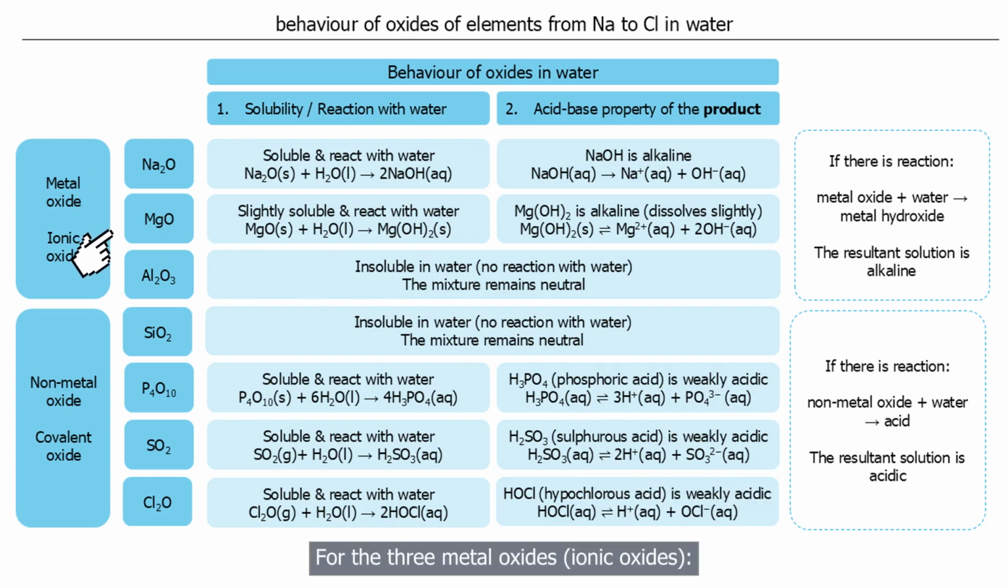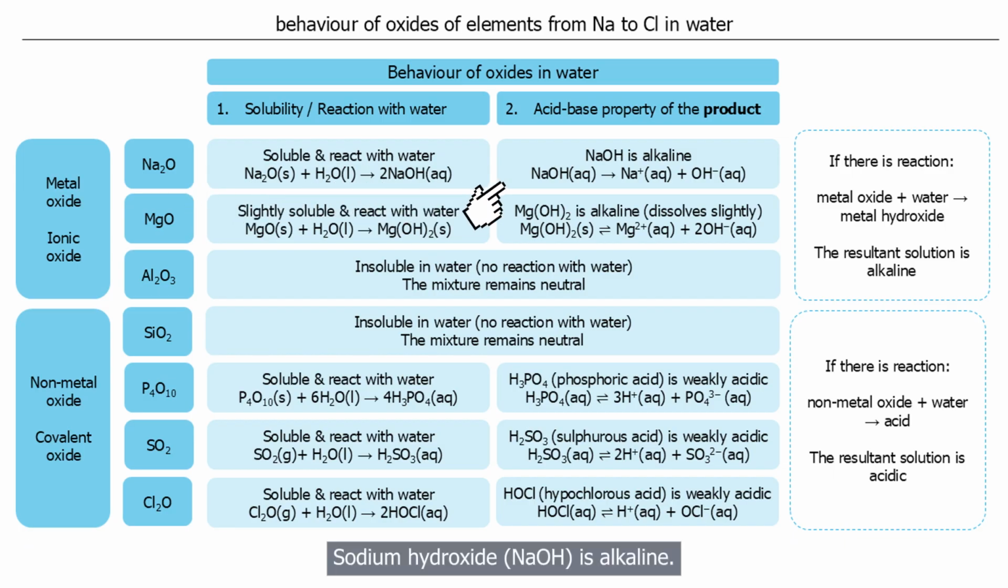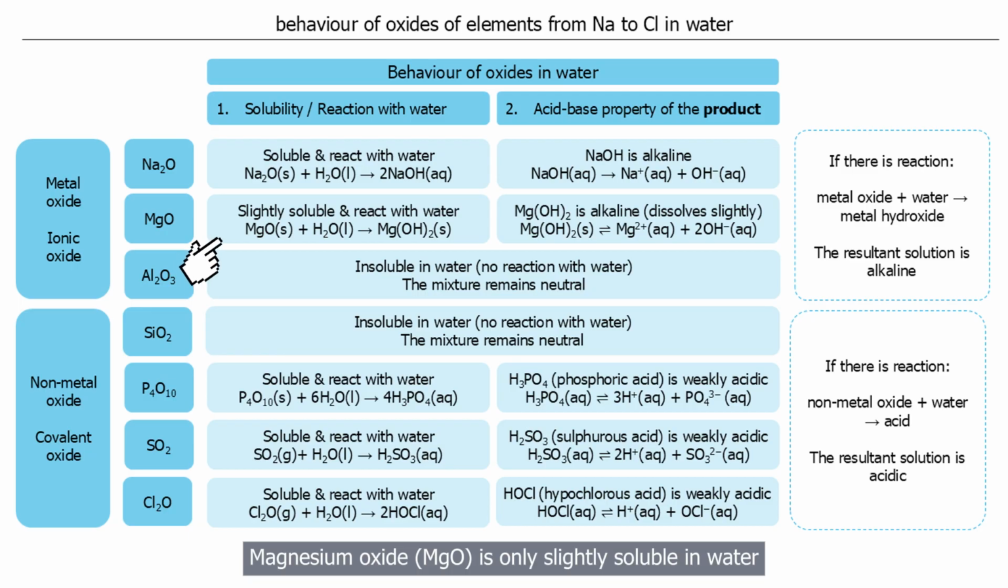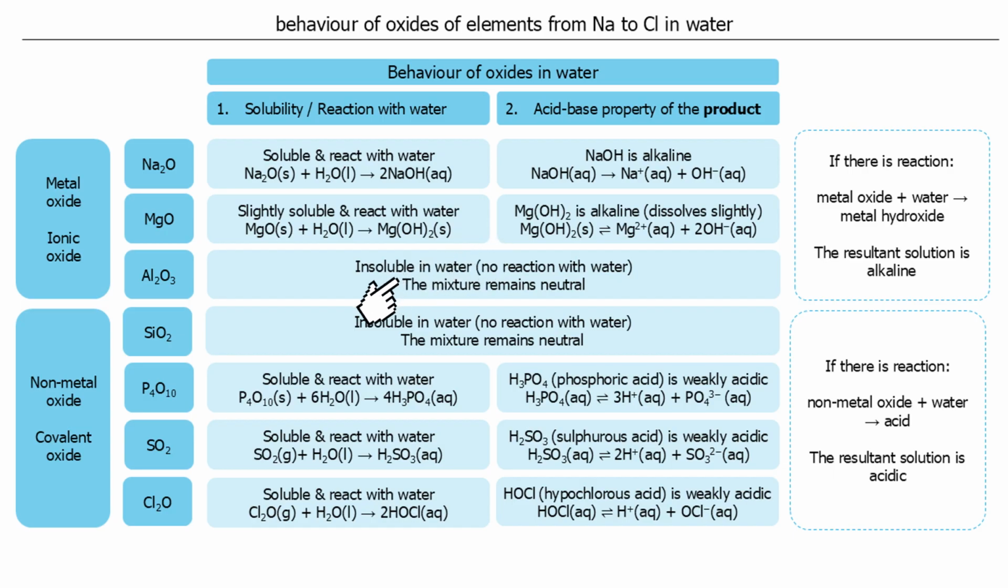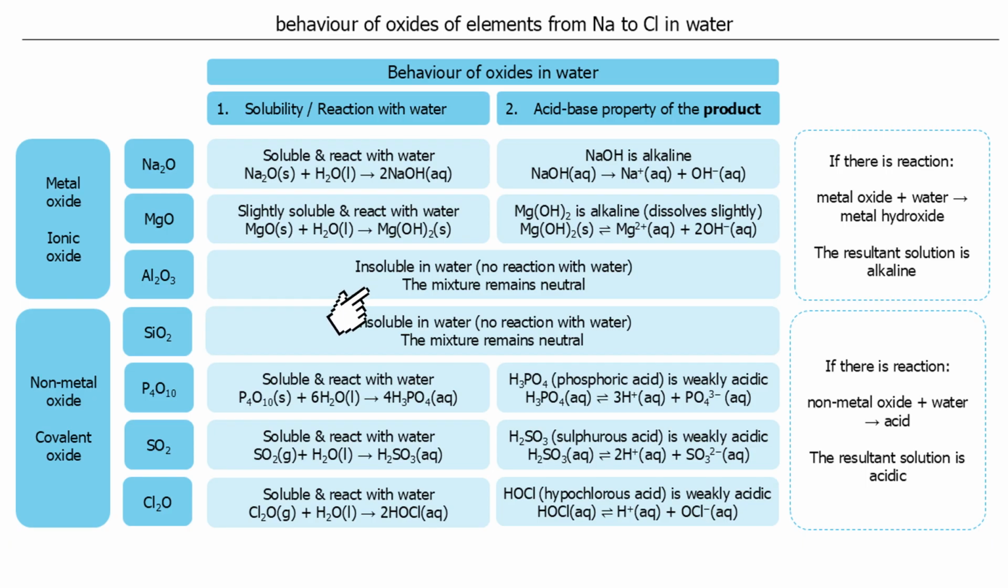For the three metal oxides, sodium oxide is soluble in water and also reacts with water to give sodium hydroxide. Sodium hydroxide is alkaline. Magnesium oxide is only slightly soluble in water and it reacts with water to give magnesium hydroxide. Magnesium hydroxide dissociates in water slightly to give an alkaline solution. Aluminum oxide is insoluble in water, also does not react with water, and water remains neutral.